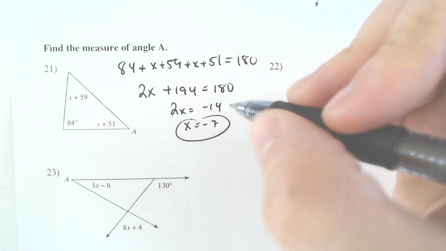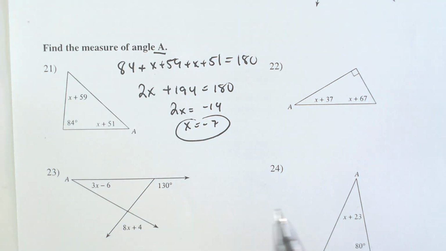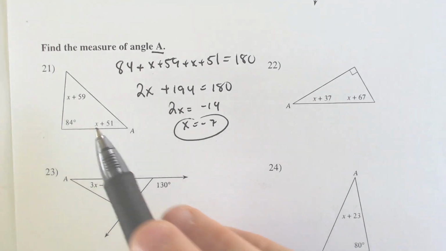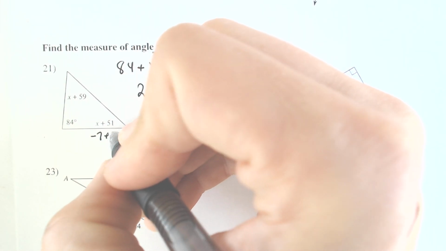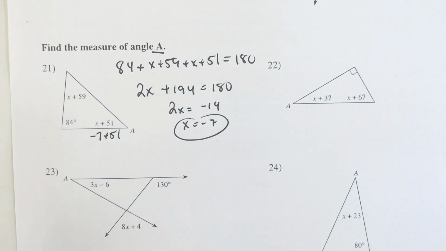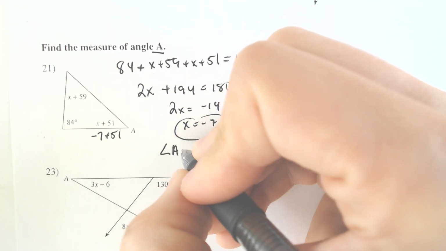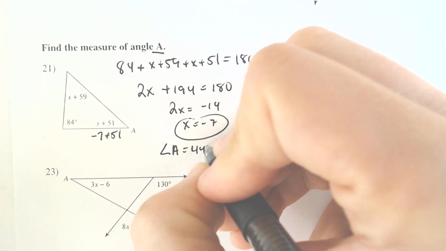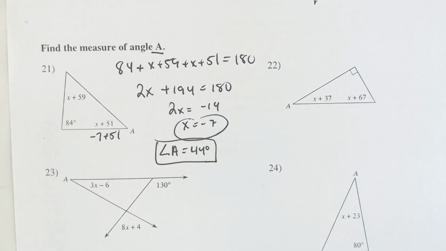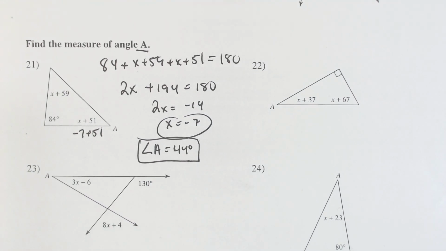Remember that the final answer this time is the measure of angle A. And if we plug in the negative 7 for that, we'd have negative 7 plus 51, and that ends up making angle A equal to 44 degrees. All right, let's do another one real quick.